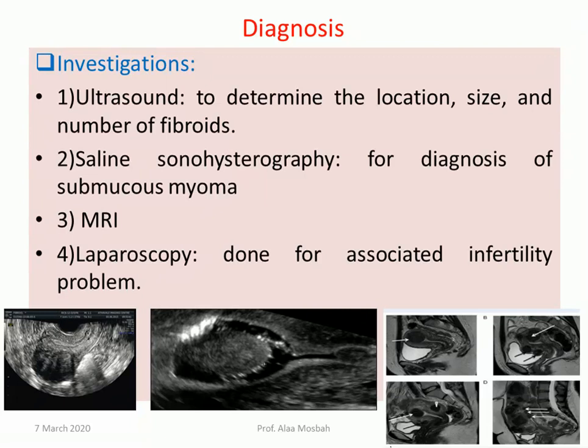If we inject saline inside the uterine cavity through a Foley's catheter in the cervix and do ultrasound, this is called saline sonohysterography, as in this picture. This is very important to detect submucous fibroid. Because of the contrast of the saline fluid, I can see the submucous fibroid here in this picture very well. In this picture, this is only ultrasound, transvaginal ultrasound. This is a subserous leiomyoma.